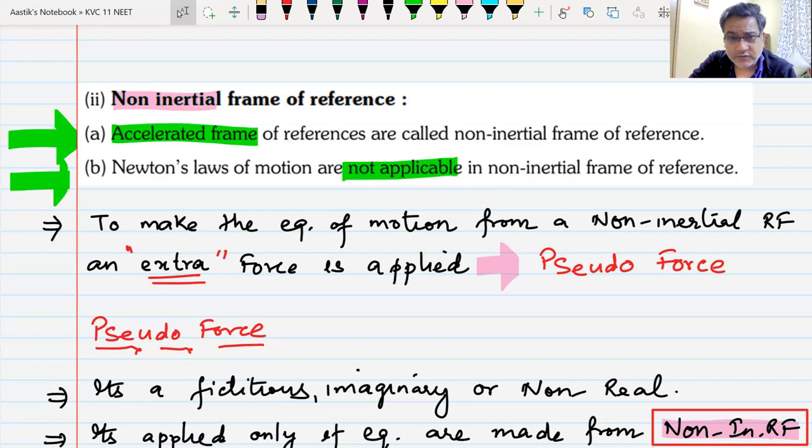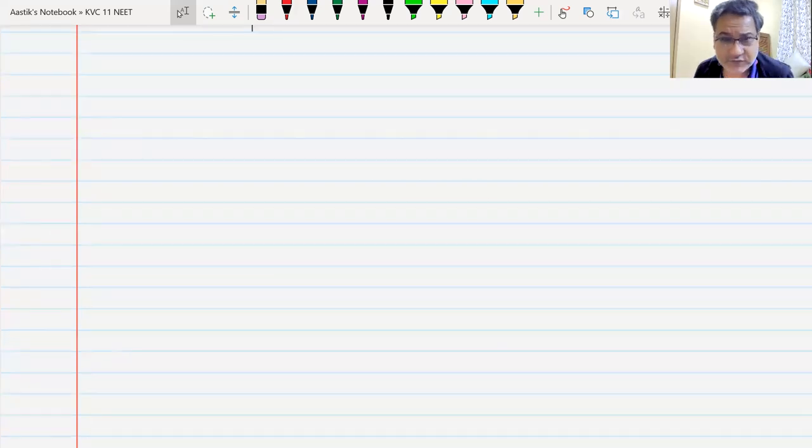What is that extra force known as? Pseudo force. What is the magnitude of this pseudo force? ma. What is m? What is a? m is mass. a is acceleration of non-inertial frame of reference. What is the direction of this pseudo force? Opposite to a. Okay. Good. Chalo then. Now since we know what we are supposed to do, then we will move ahead.